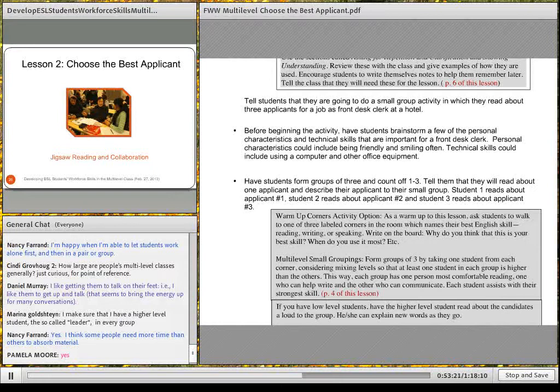Then to make the 3 groups of 3 for this project, if you look down below, multi-level small groupings, I formed groups of 3 by taking 1 student from each corner, considering mixing levels so that at least 1 student in each group is higher than the others. This way each group has 1 person most comfortable in reading, 1 who can help write, and the other who can communicate. And boy, this works out great.